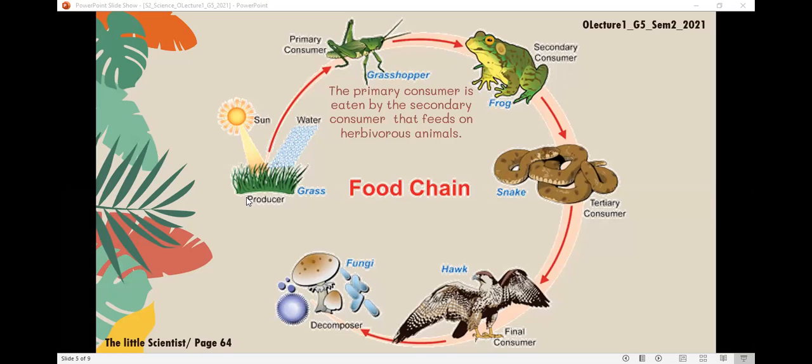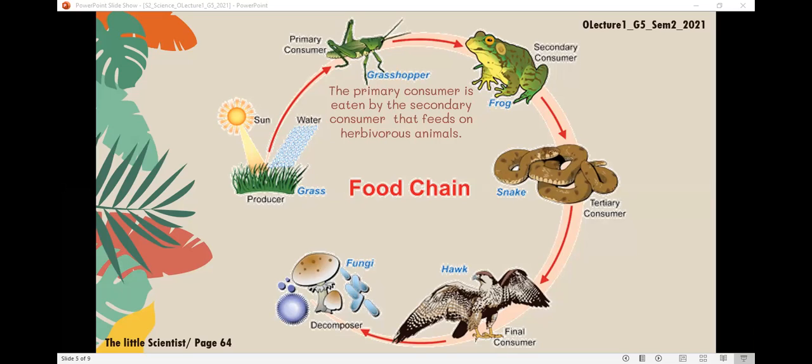First, the sun goes to the grass, then the water goes to... who is the first one? The grass is eaten by the grasshopper. The grasshopper is eaten by the frog. The frog is eaten by the snake. Majid, stop. Thank you, ya Majid.